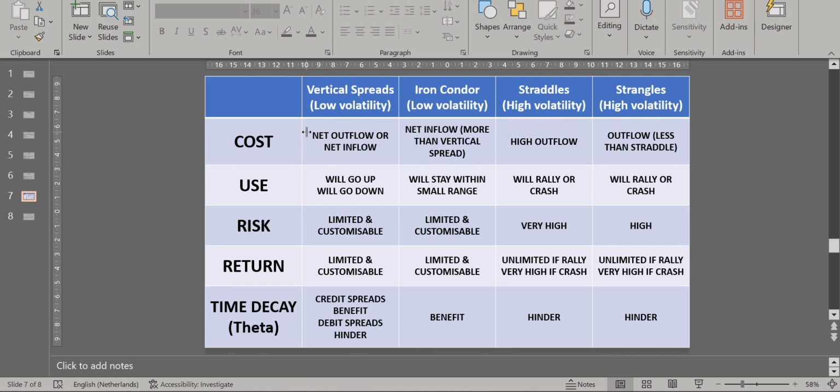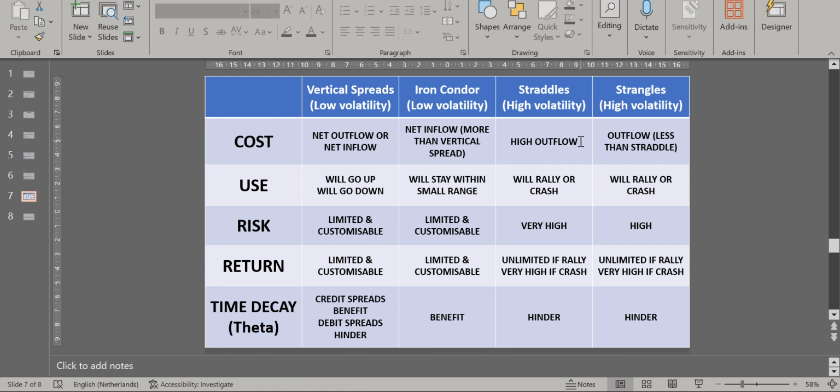The cost: you may have a net outflow or a net inflow for the vertical spreads, depending on whether it is a credit spread or a debit spread, all right. And the iron condor is always a net inflow, because the options that you sell are closer to the money than the options that you buy, so the premium of the options that you sell is always higher, all right.